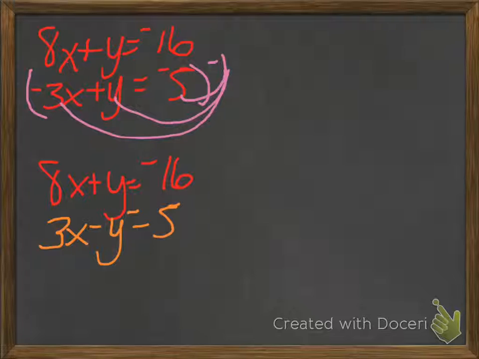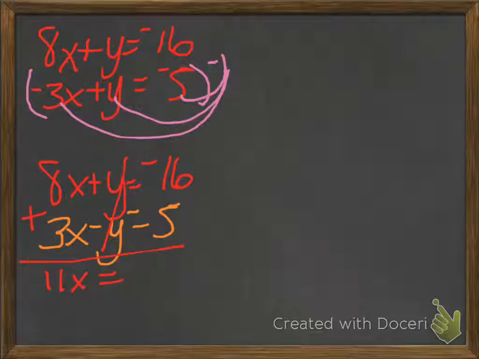I have zero pairs. So now it's back to solving. Now I can eliminate and then go to the same steps. I'm going to combine or add the remainder of my equations. So 8x plus 3x gives me 11x. And then on this side, I have negative 16 plus 5.